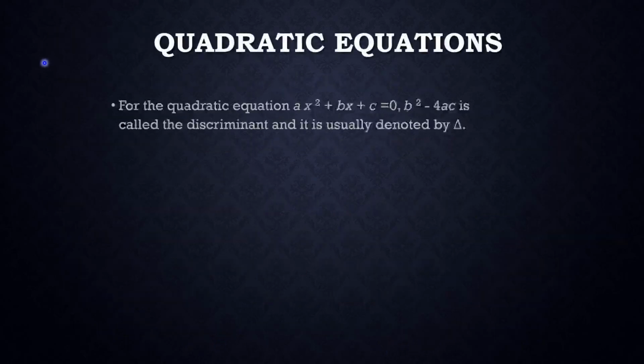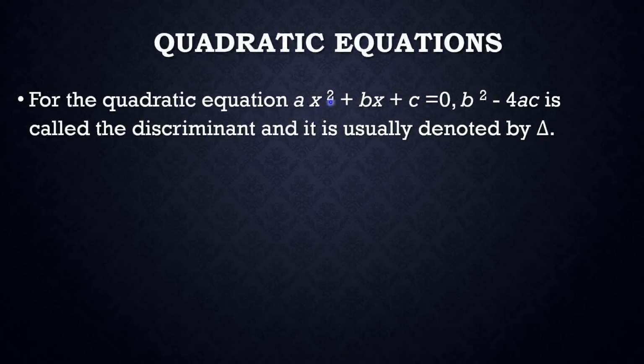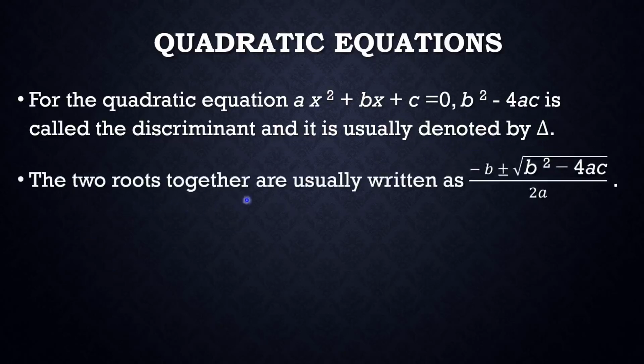Quadratic equations. For the quadratic equation ax squared plus bx plus c equal to 0, here b squared minus 4ac is called the discriminant and is usually denoted by delta. We already studied quadratic equations in 10th. The discriminant is b squared minus 4ac, denoted by the symbol delta. The two roots together are usually written as, to find the x values, we use this formula: x equals minus b plus or minus square root of b squared minus 4ac, divided by 2a.